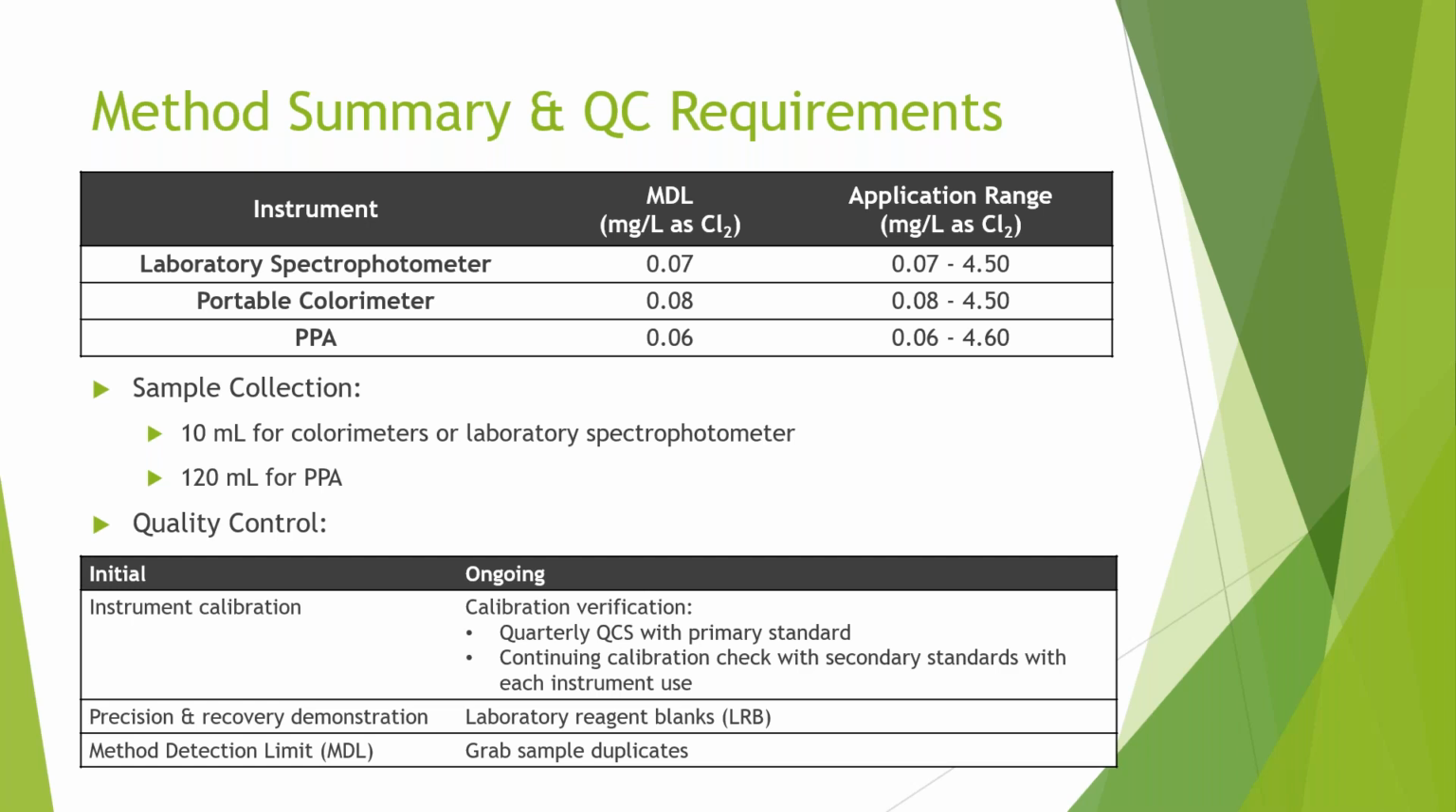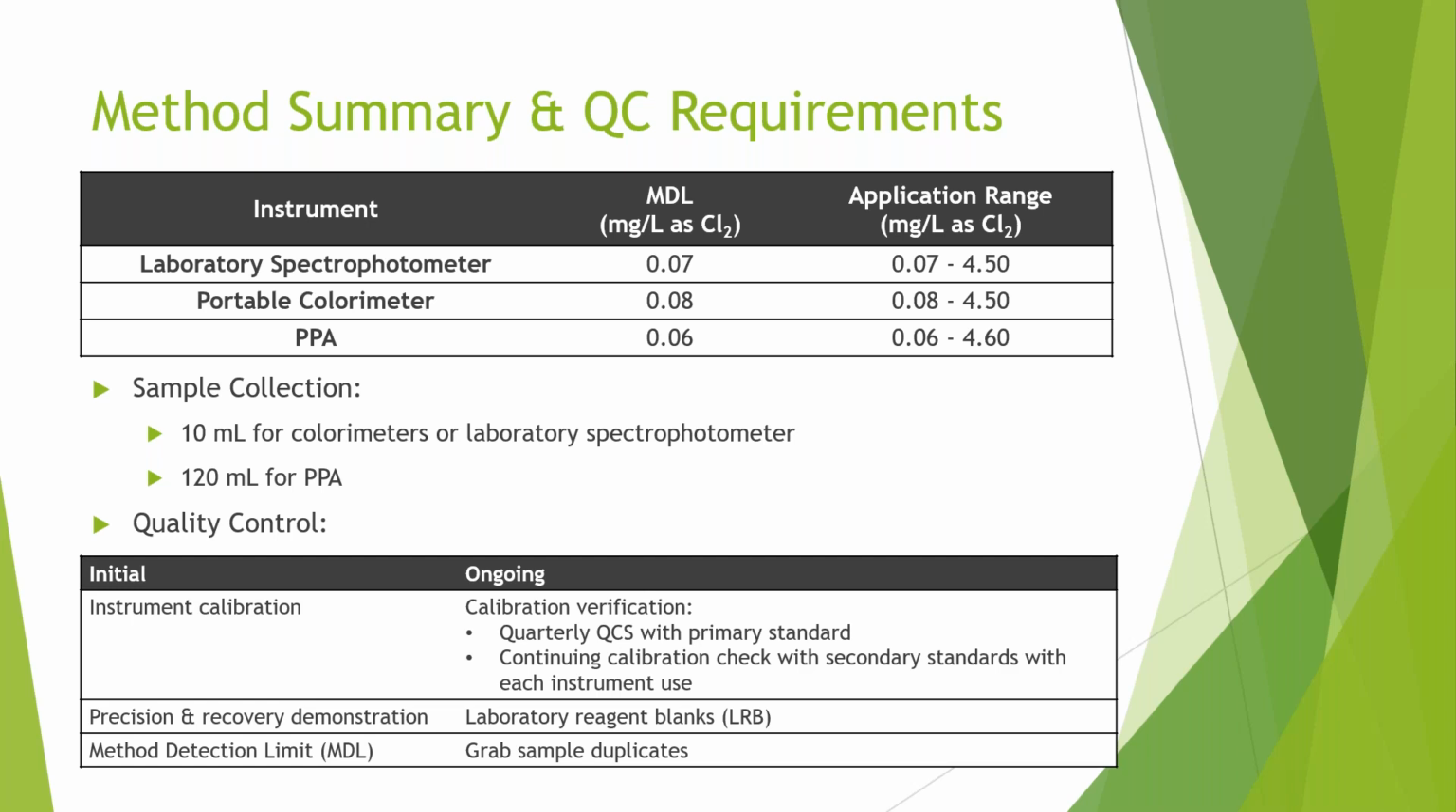And then the next 2, precision and recovery and method detection limits, are essentially part of the initial demonstration of capability. So that's done. Both of those, the IPR and the MDL, are done with each new analyst, essentially. And then moving over to the right-hand column, the ongoing quality control.